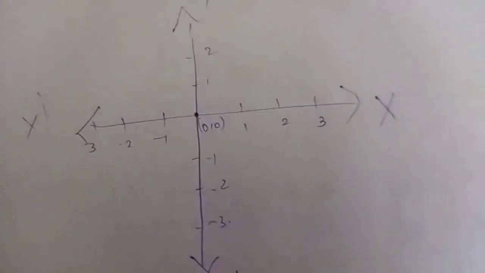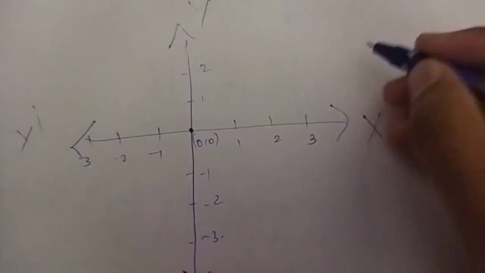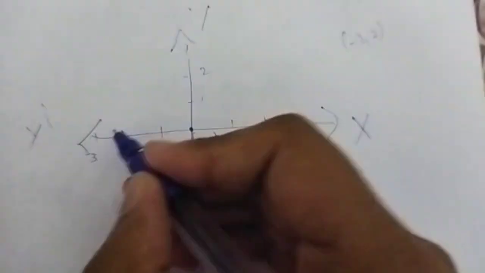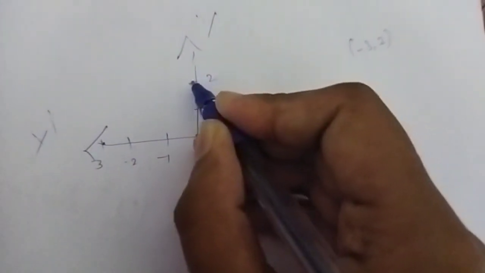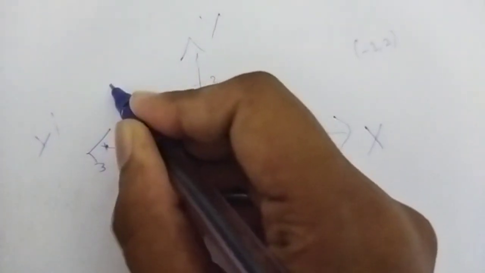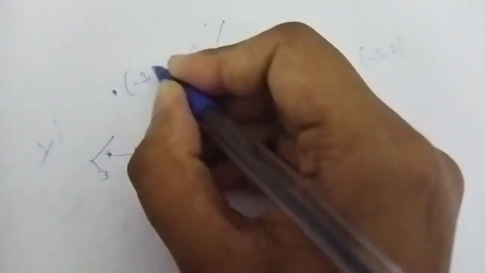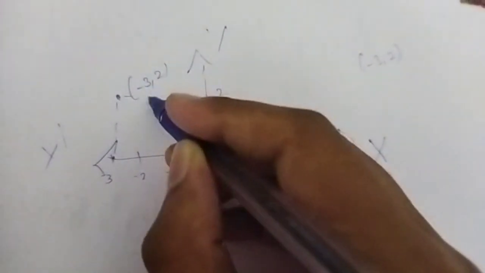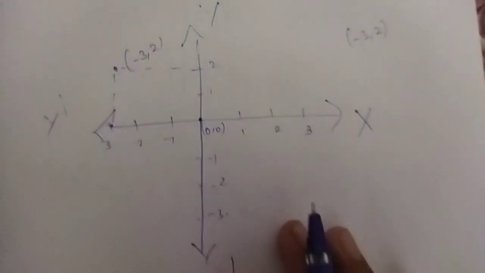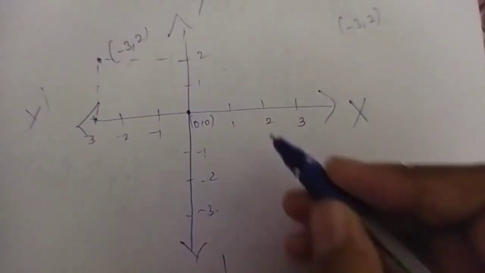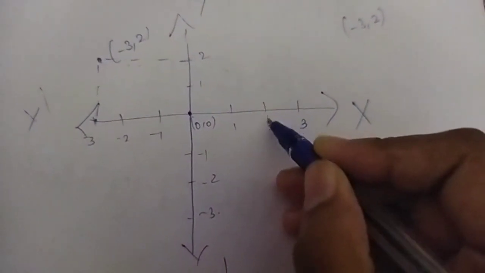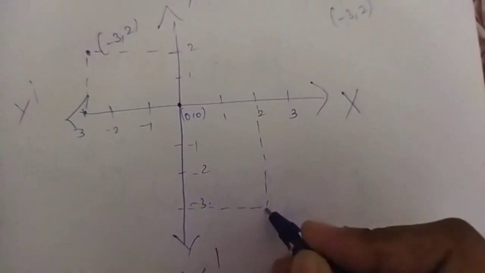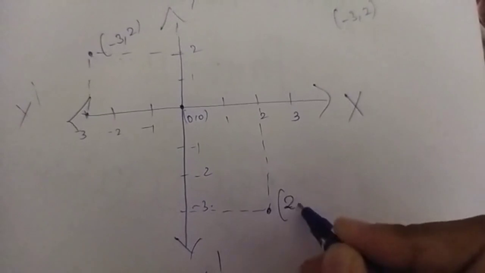So the first point given is minus 3, 2. Minus 3, 2 means minus 3 in x-axis and 2 in y-axis. So this is the point minus 3, 2. So we can mark like this. This is the point minus 3, 2. And next one is 2, minus 3. If you take 2, minus 3 it means 2 in x-axis and minus 3 in y-axis. So this is the point 2, minus 3.